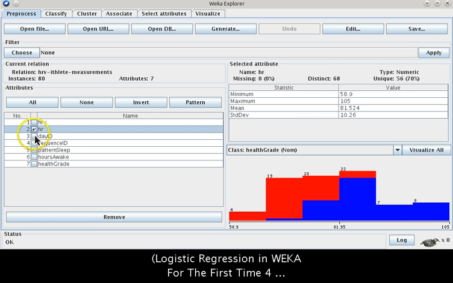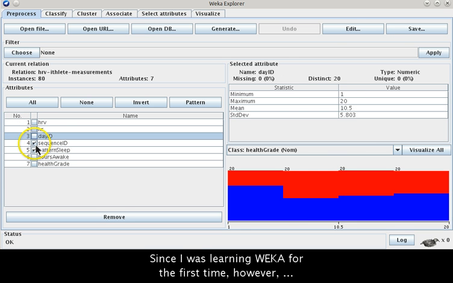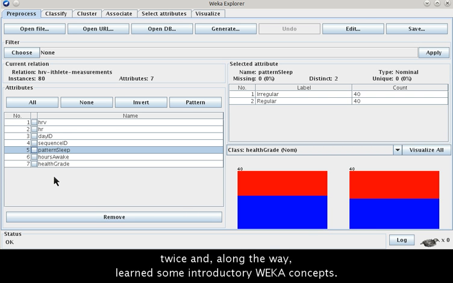So next I was going to click the other attributes, remove them from the data set, and run the logistic regression just with 1, 6, and 7. Since I was learning Weka for the first time, however, I figured why not also run logistic regression with all the data points we've got. Would a logistic regression formula more accurately predict with 2 or 6 data points? I ran logistic regression twice, and along the way learned some introductory Weka concepts.